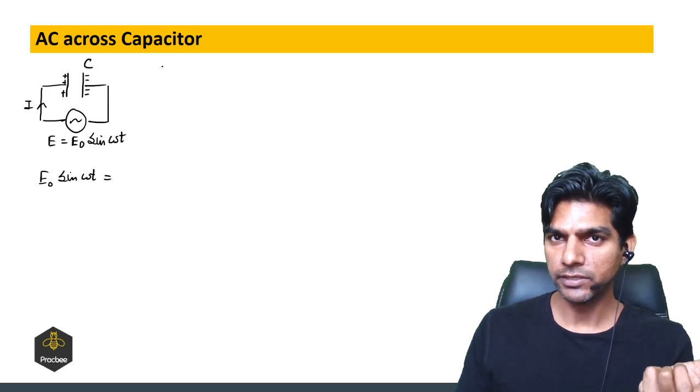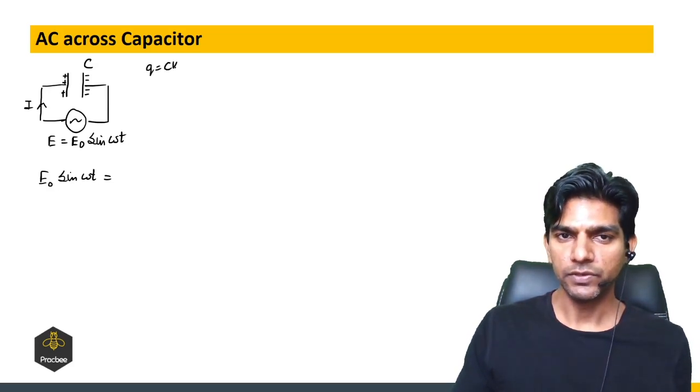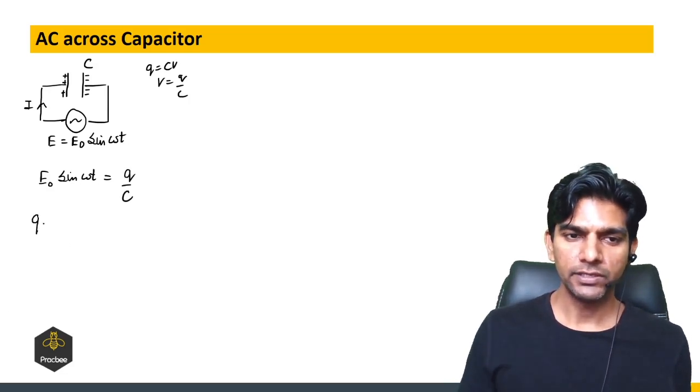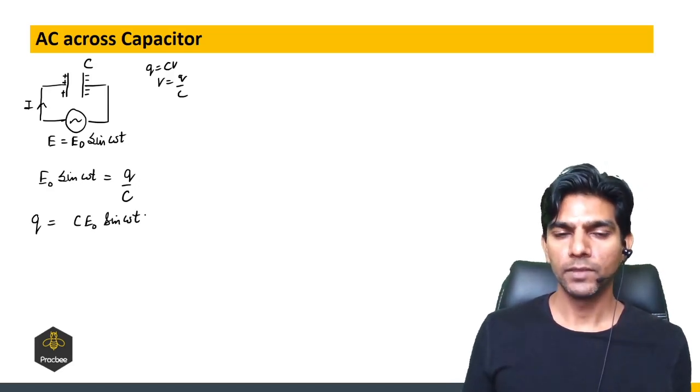the voltage across a capacitor, which we have studied in DC circuits. So Q is equal to CV. So from here we can find V as Q by C. So that will be Q by C. So from here we can say Q is equal to C times E naught times sine omega t, right?